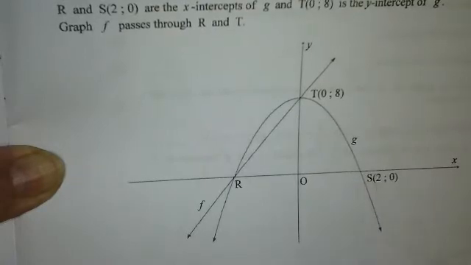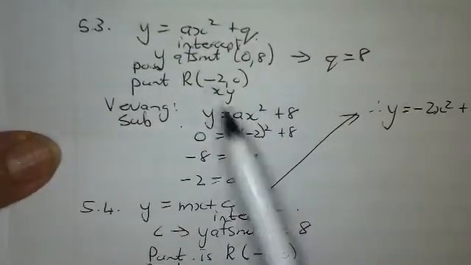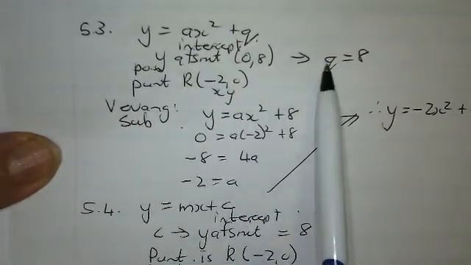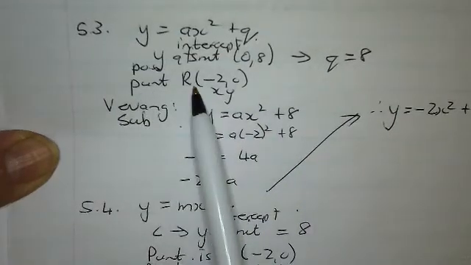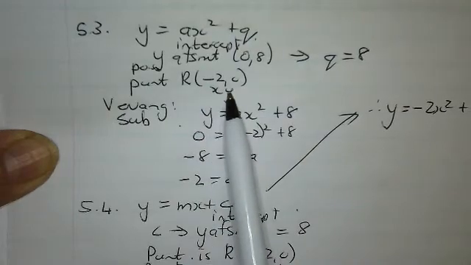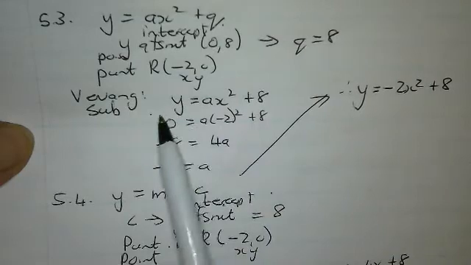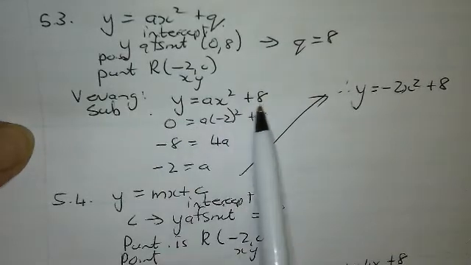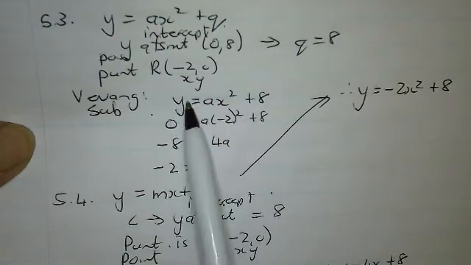If you look at the solution, you can see you identify your y-intercept, that's 8. It implies that q is then 8. You can use either R or S. So that's -2 and 0, that's your x and your y. You substitute that into your equation, so the q is then 8, x will then be -2 and the y is 0.